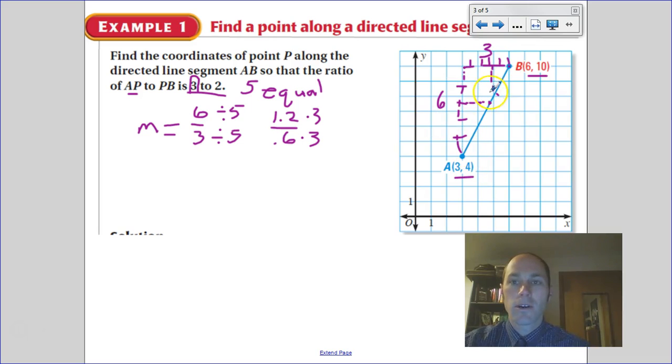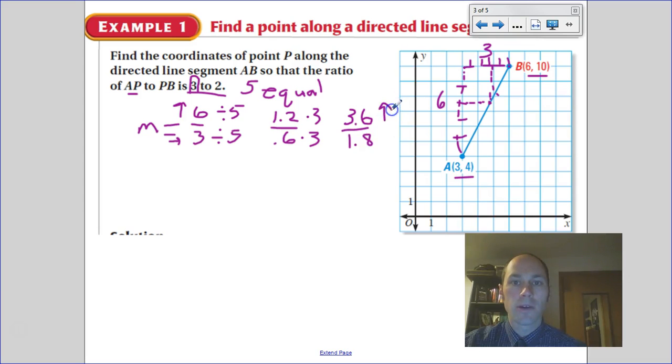Now let's find the exact coordinate, because by eyeballing it, it might not be exact. So 1.2 times 3 gives us 3.6, which is our vertical distance. This is our horizontal with rise over run, and 0.6 times 3 is 1.8.